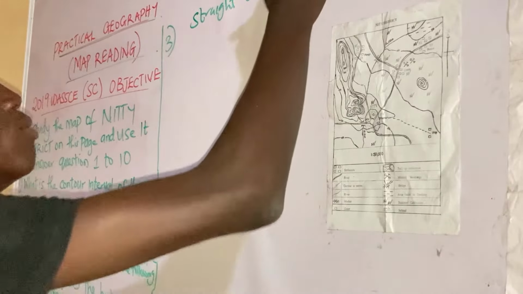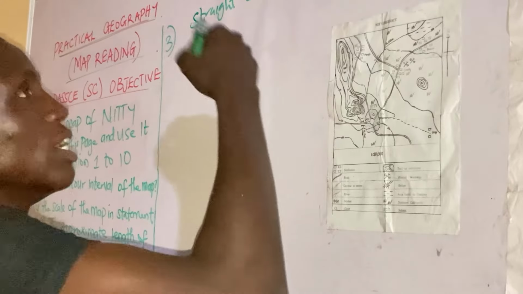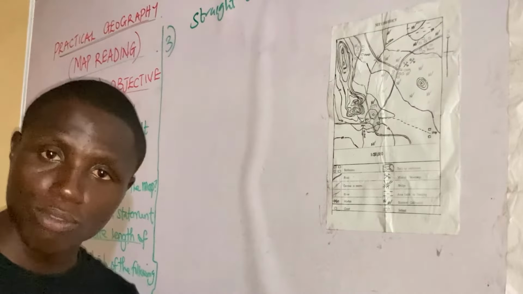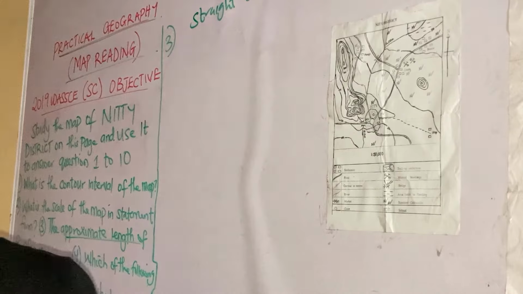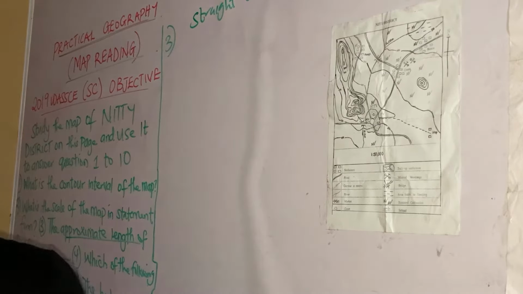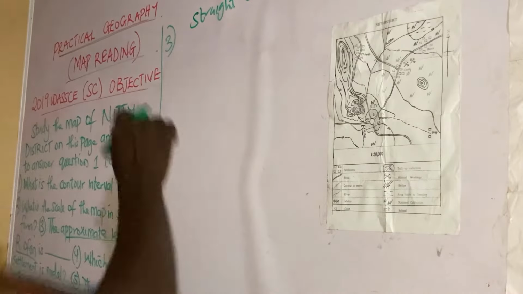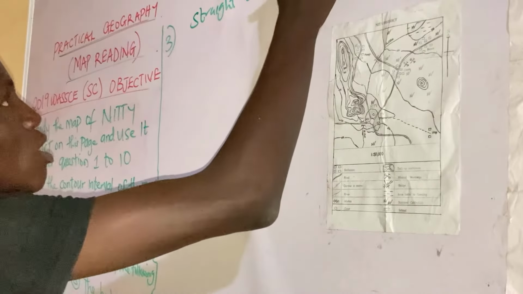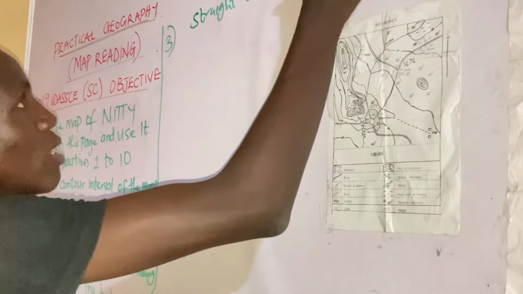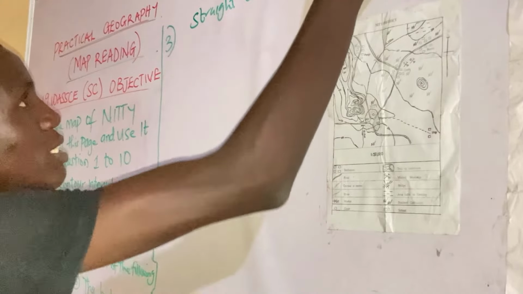A ruler, which can be a long ruler. It can be a 15 centimeter ruler, it can be a 30 centimeter ruler. It depends on how long that thing is. So whenever you have a straight distance, you can use a long ruler to measure the length.